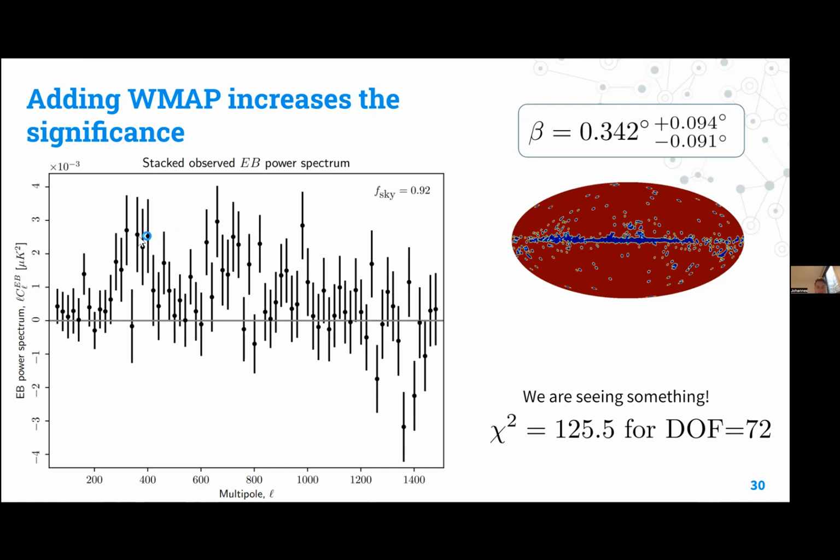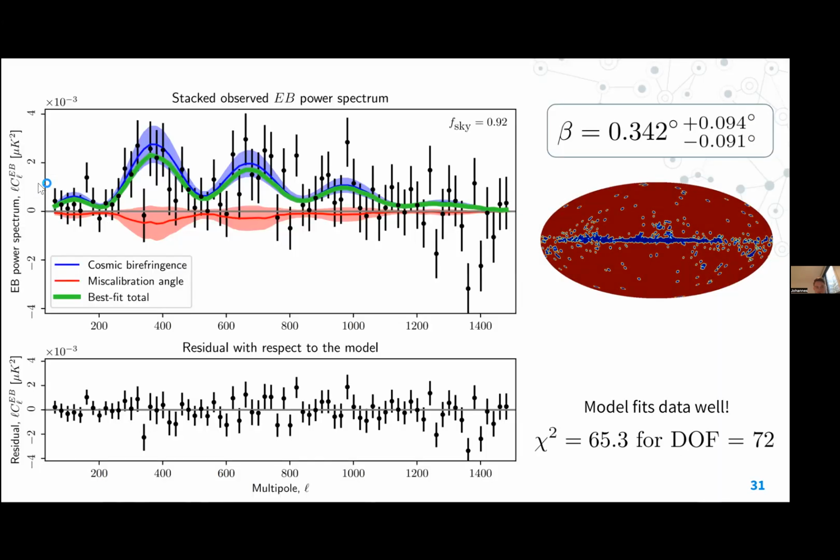And so the question is, are you then measuring cosmic birefringence, or are you measuring miscalibration angles? But you do certainly see the EE peaks in this EB plot. So we then ran our model, we ran our analysis, measured all the miscalibration angles and the cosmic birefringence angle, and this is how that model fits the data.